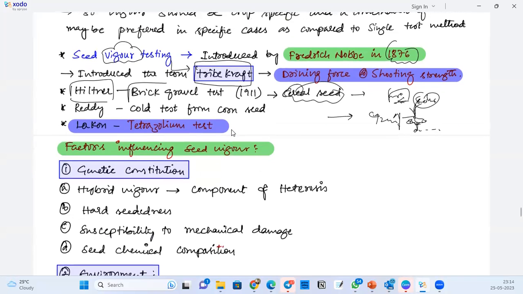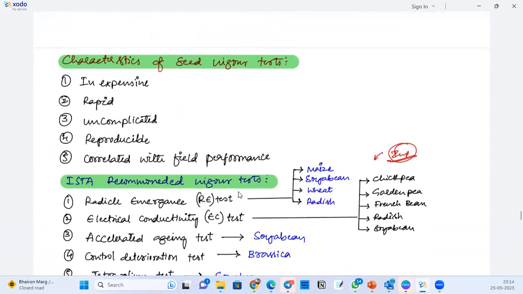So next we have Lacon test. Lacon gave the tetrazolium test, I told you already, and there are certain factors that influence the seed vigor, not to worry about it.